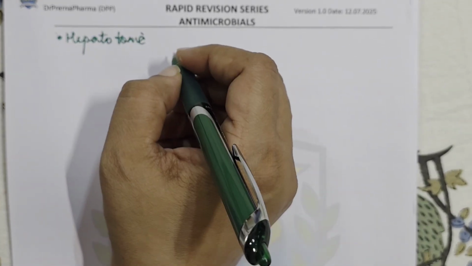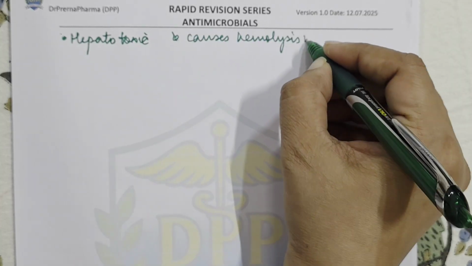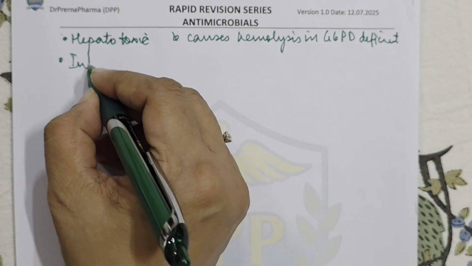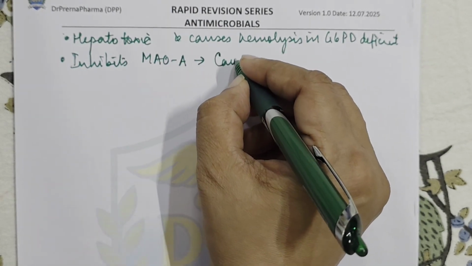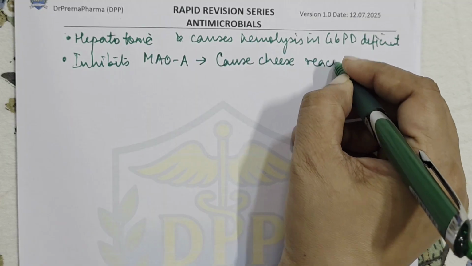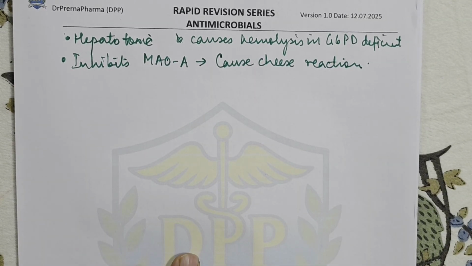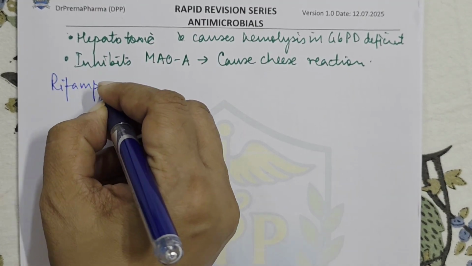Okay, some more details about isoniazid, that it is hepatotoxic and causes hemolysis in G6PD deficient patients. Then it also inhibits MAO-A, so it can cause cheese reaction. Okay, and then a lot of other side effects like rash, fever, anemia, optic neuritis, seizures, lupus, psychosis can be seen. The next drug in tuberculosis is rifampicin.